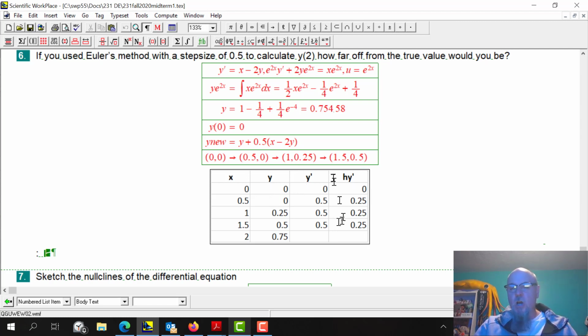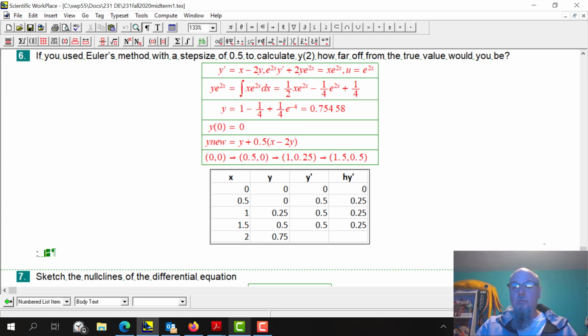So here it filled in the chart. Then I'm at the point 1.5, 0.5, plug this in again to get the new y of 0.75. All right. The true answer from solving is 0.75458. Euler's method says 0.75, so how far am I off? 0.00458.